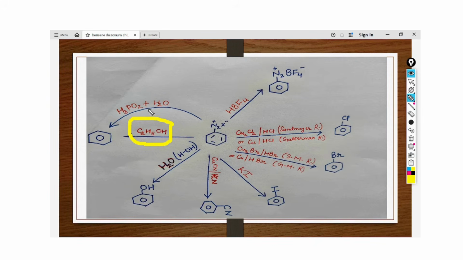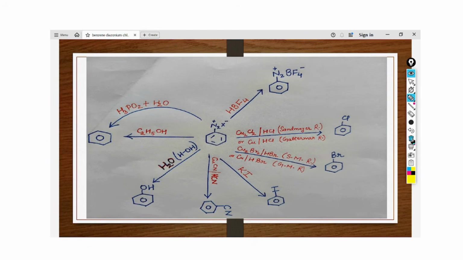Again we have H3PO2 plus water. See, water we have already used alone. So in case of H3PO2 plus water, there is nothing to replace this N2X. So again the product is benzene. So in only these two reactions, H3PO2 plus water and with alcohol, your benzene diazonium chloride will give you benzene. Okay, so these two reactions are different from other reactions.